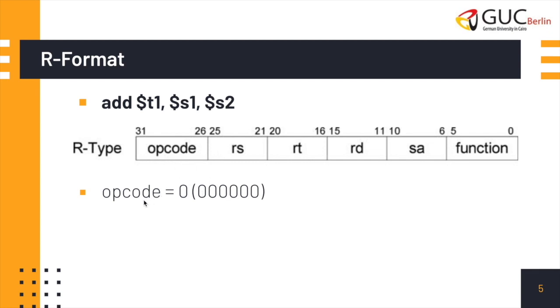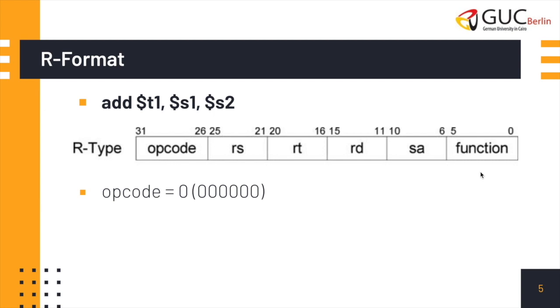So now after getting the opcode, we need to get the function. Only the R-type instructions have functions because they share all the same opcode, so we cannot use the opcode to distinguish between the different R format instructions. So we have the function, which is 6 bits. You will be provided in the exam with a list of the R-type instructions and the function of each R-type instruction.